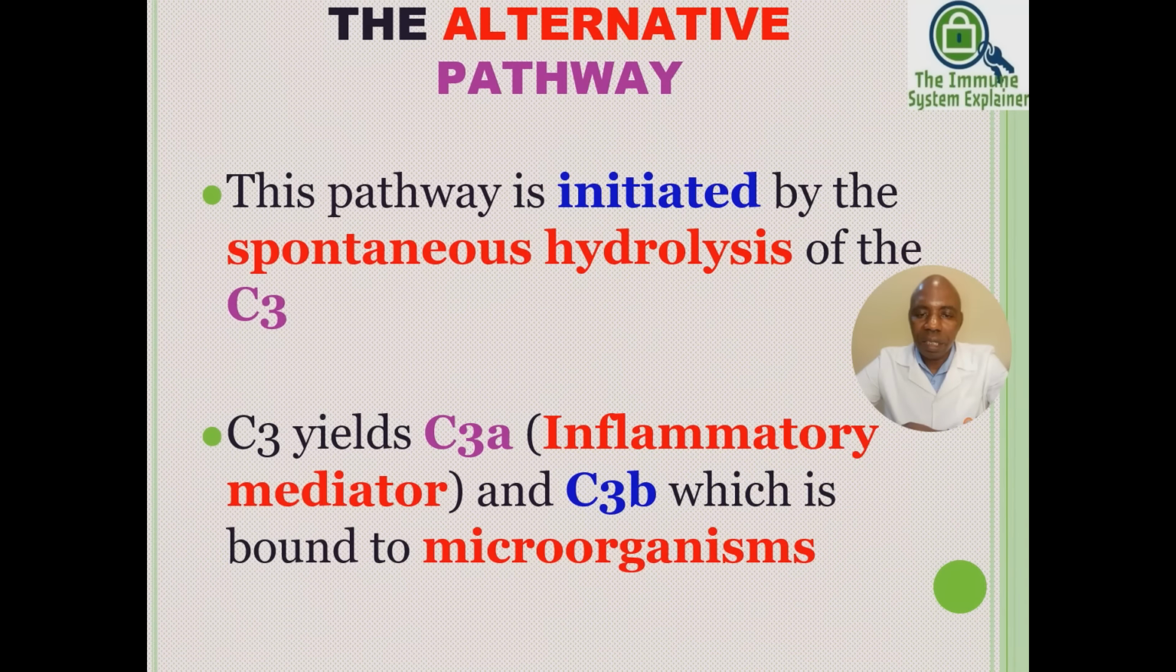Okay, then the last pathway is the alternative pathway. This pathway is initiated by spontaneous hydrolysis of C3. When C3 hydrolyzes spontaneously, it yields C3a, which is an inflammatory mediator, and C3b, which is bound to microorganisms in a covalent manner. Okay.